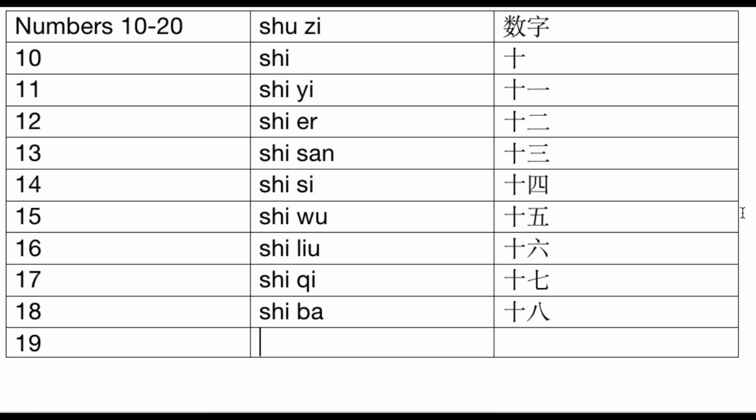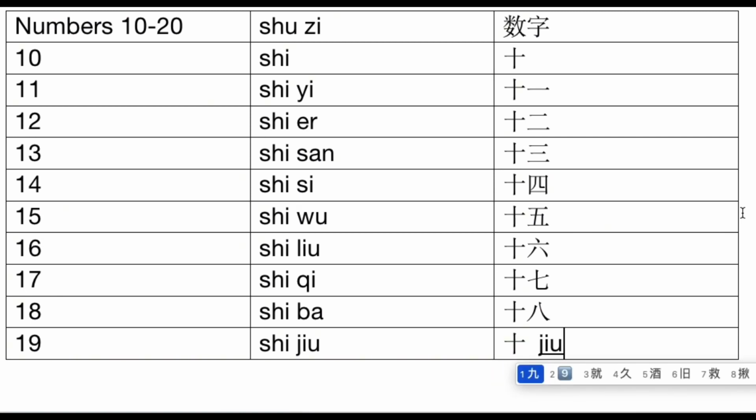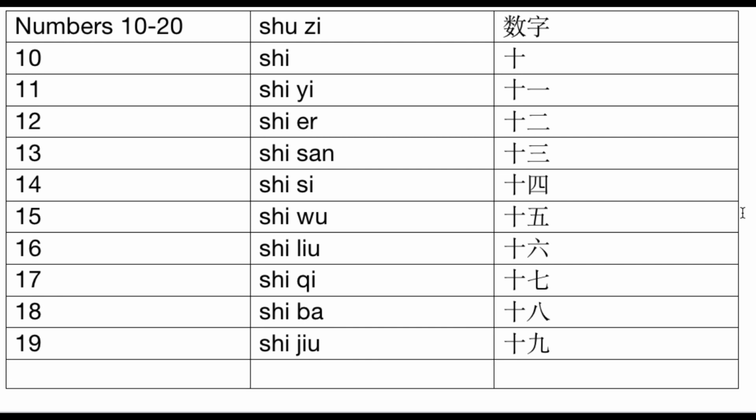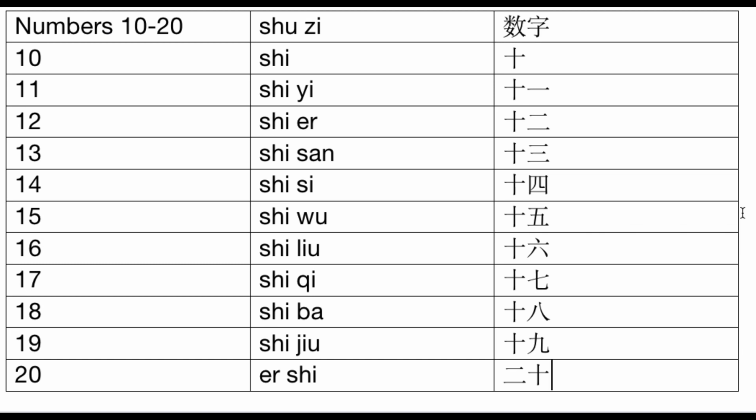19. The number 19, we call it 十九, 十九. Now, next one is number 20. 20, we say it 二十, 二十. 二十, number 20.